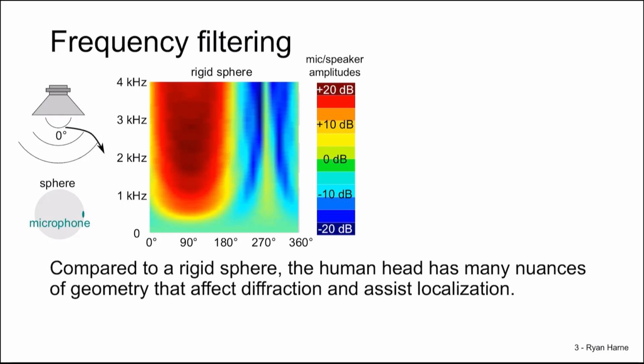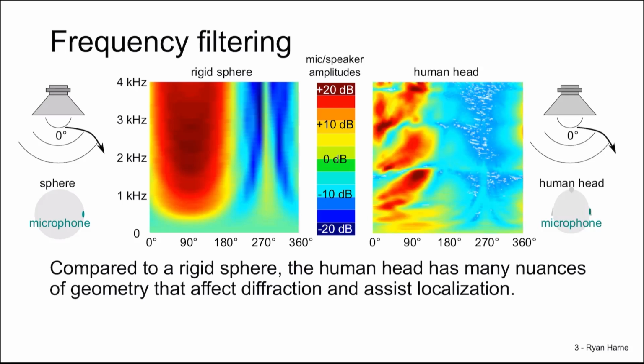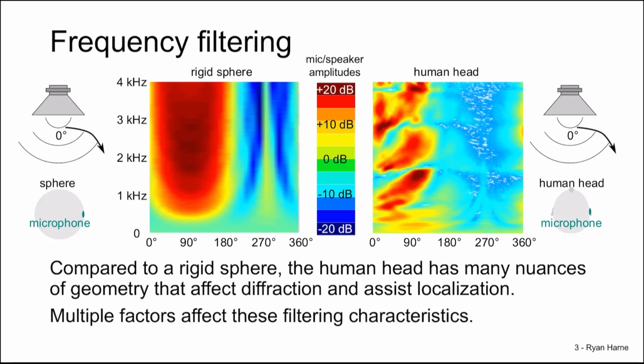Now, compared to the rigid sphere, the human head has very many nuances of geometry, and these all affect diffraction, and they assist our localization of sound. The corresponding measurements on a human head show many nuances that do not show up for a perfectly rigid sphere. For instance, when the speaker moves around to 90 degrees, at some frequencies there is not as much gain as at others. But when the speaker moves around to 270 degrees, there's significant blocking of sound. Multiple factors affect these unique filtering characteristics.